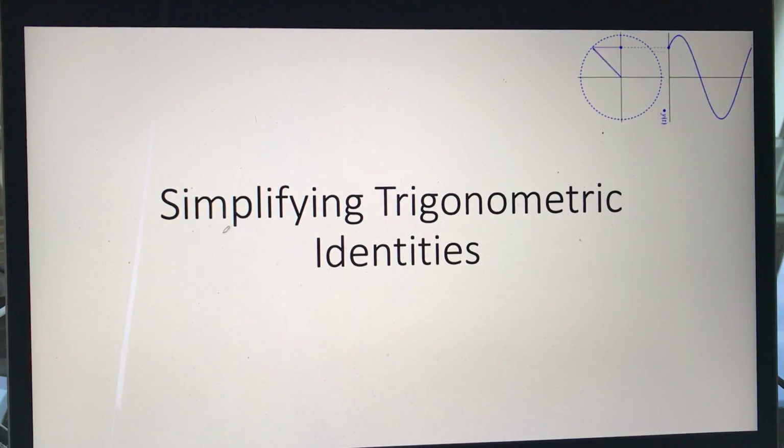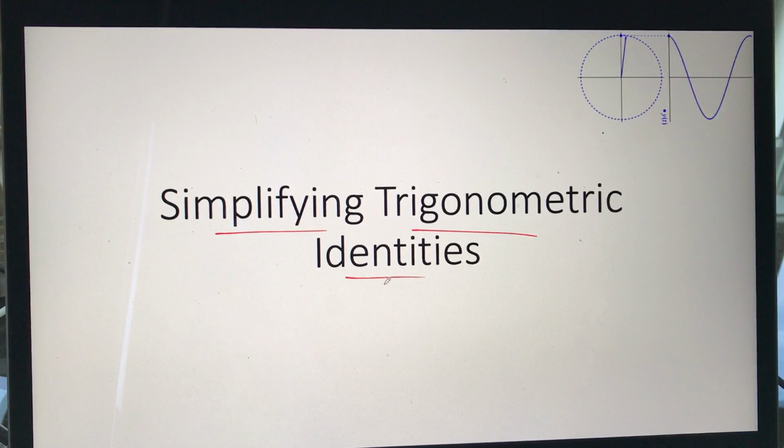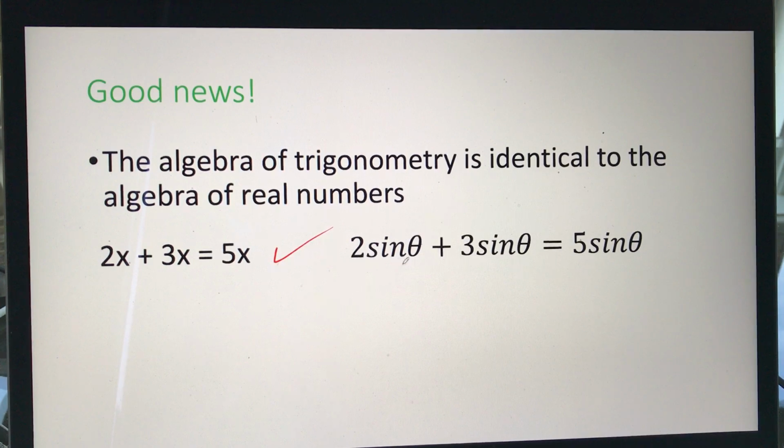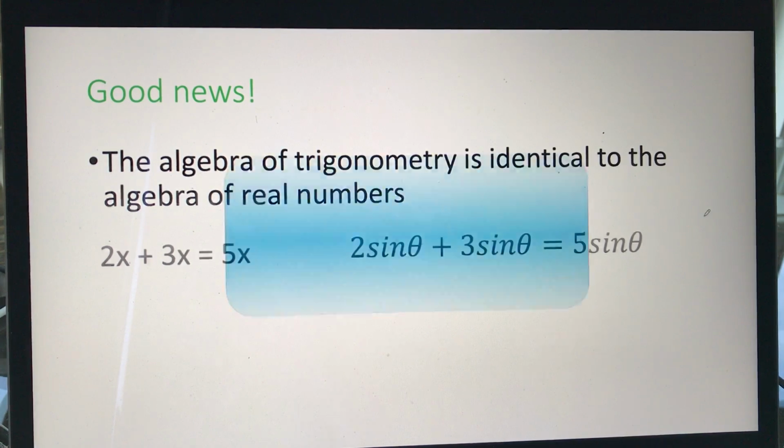So we're going to start talking about how we simplify and how we deal with what we call trigonometric identities. Now the good news is that the algebra of trig is identical to the algebra of real numbers. So if we had 2x plus 3x is 5x, which we know is true, we could have 2 sine theta plus 3 sine theta is 5 sine theta. It works exactly the same way. So that's the good news.